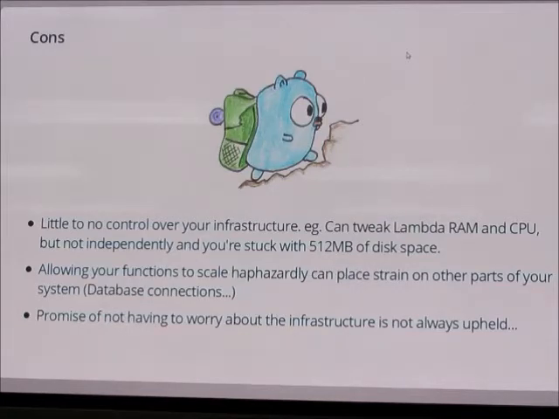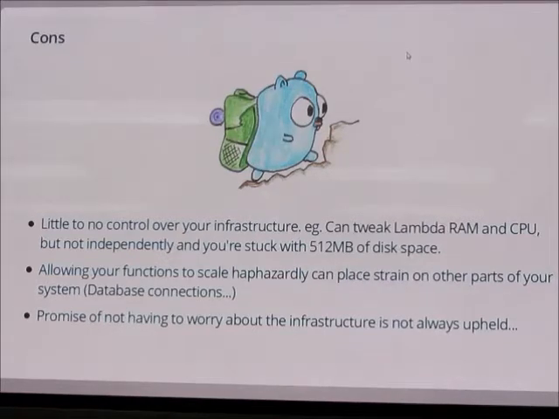I honestly don't even know if they have official documentation saying exactly how much CPU you get for every, I think it is 64 megabytes of RAM that you provision per function. If you have a function that requires a lot of CPU but not a lot of RAM, you're not able to provision them independently, which could be annoying.